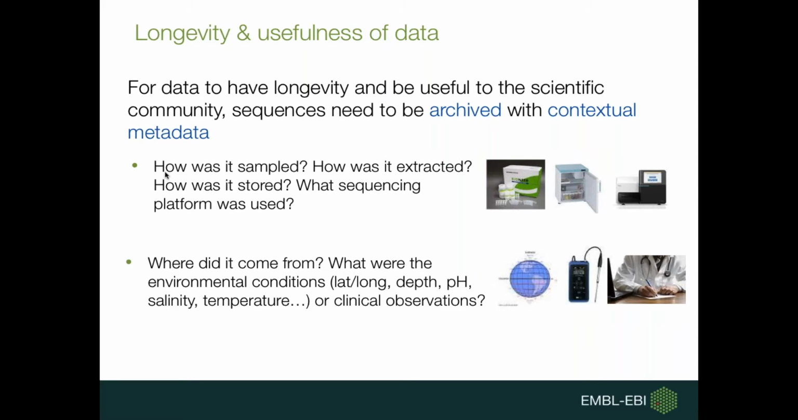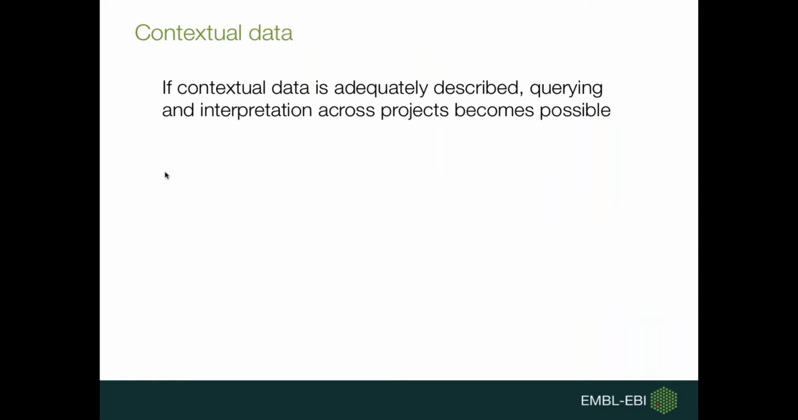And also, it's highly important to annotate it with contextual metadata. So things like how was it sampled, how was it extracted, how was it stored, what the sequencing platform was, but also for metagenomics, things like where did it come from, what were the environmental conditions, the lat, long, depth, pH, salinity, temperature, clinical observations, blood pressure, status, illness of the patient, and so on. The important thing about this is, if you adequately capture and describe your metadata, then you can ask really, really important and meaningful questions of the data.